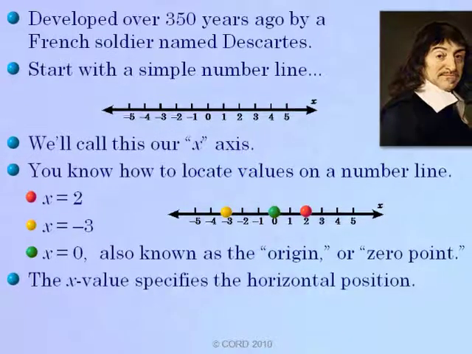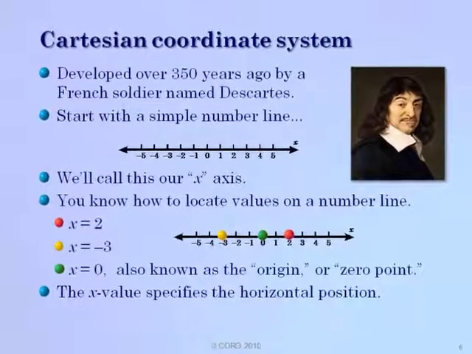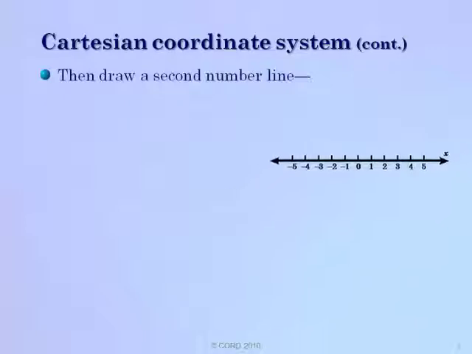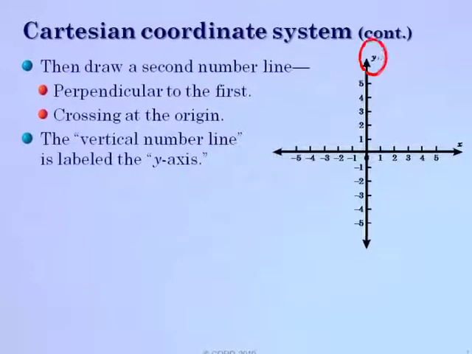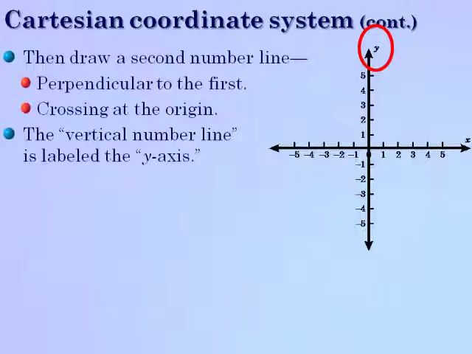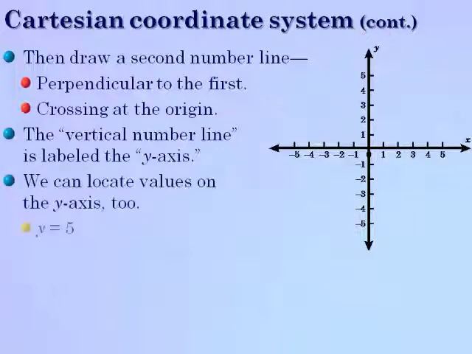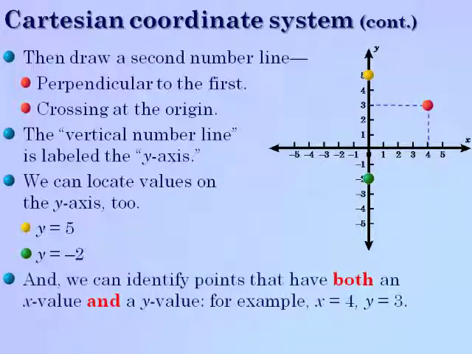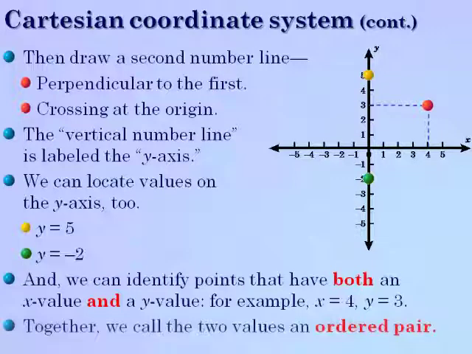That's terminology that you'll need to become familiar with in this module. The x value specifies the horizontal position on our coordinate plane. Then we'll draw a second number line and orient it perpendicular to the first, crossing at the origin. The vertical number line is labeled the y-axis. We can locate values on the y-axis too: y equals 5 and y equals negative 2, for example. And we can identify points that have both x and y values, for example, x equals 4 and y equals 3.